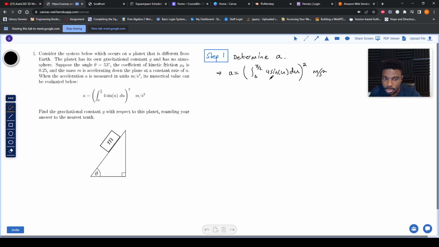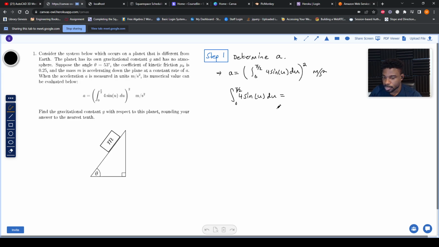Okay, so to take this integral, the first thing we're going to need to do is calculate the integral of sine of u, right? So let's go ahead and do that. If we do the integral from 0 to pi over 2 of 4 sine of u, what would this integral result in? This is pi over 2 here.